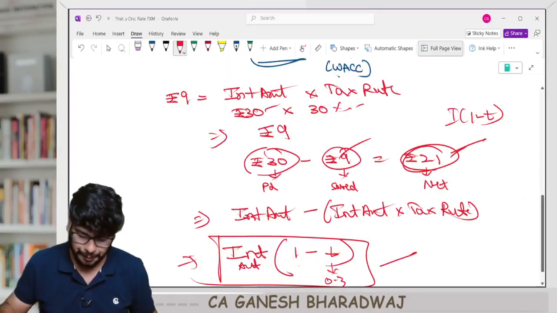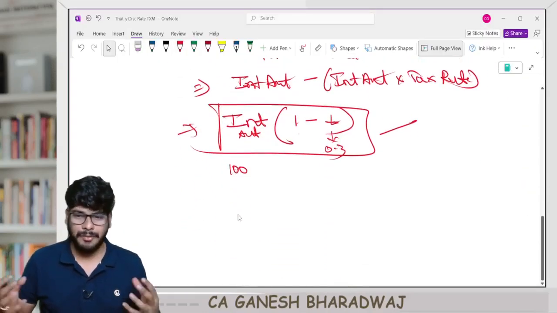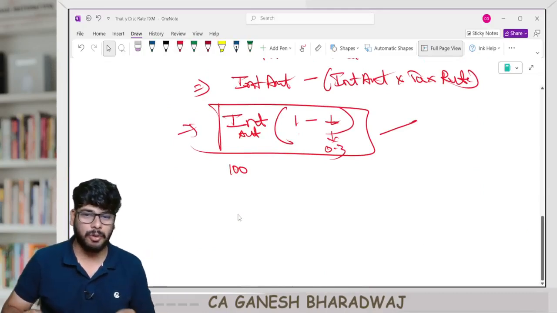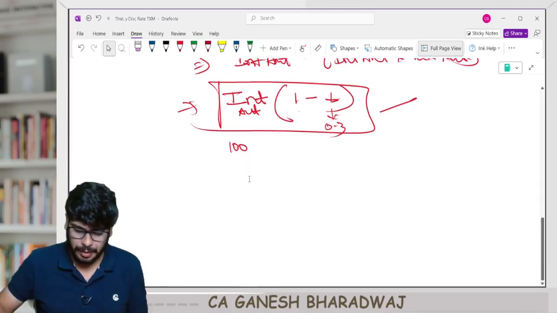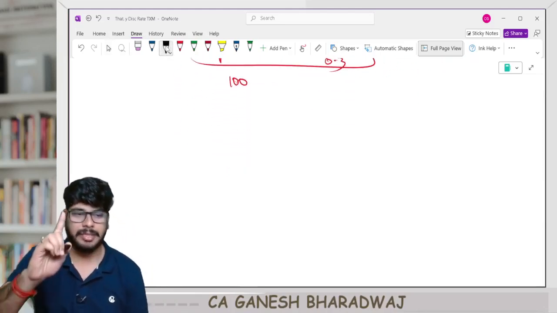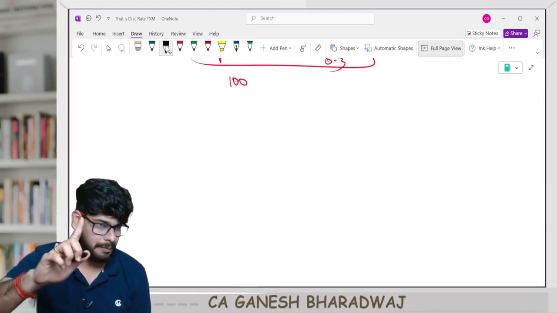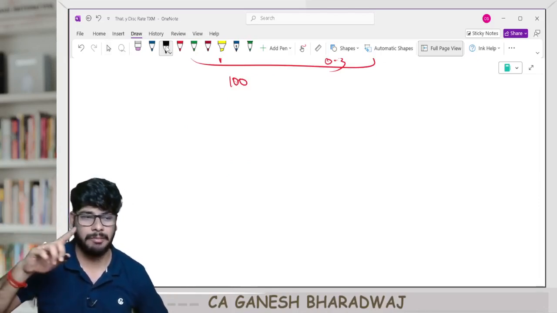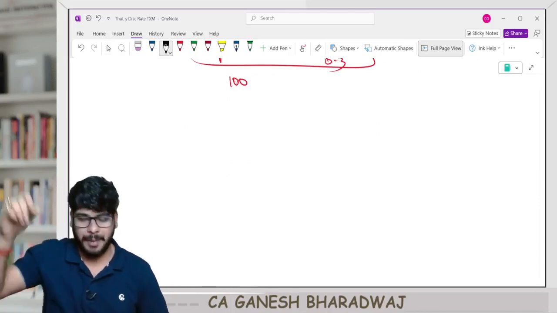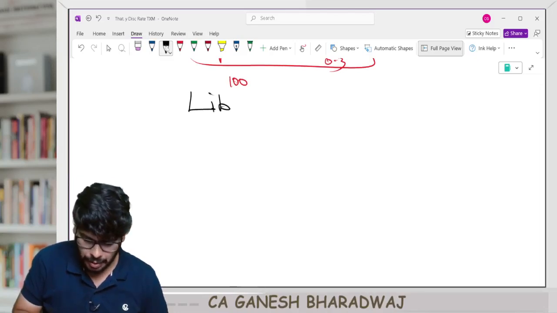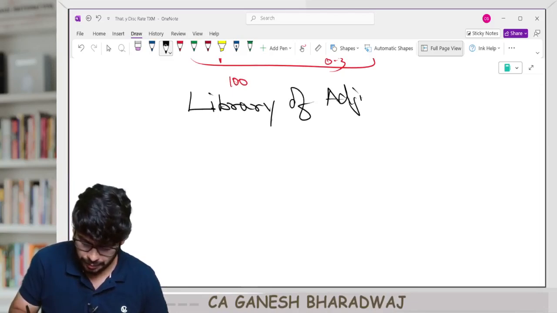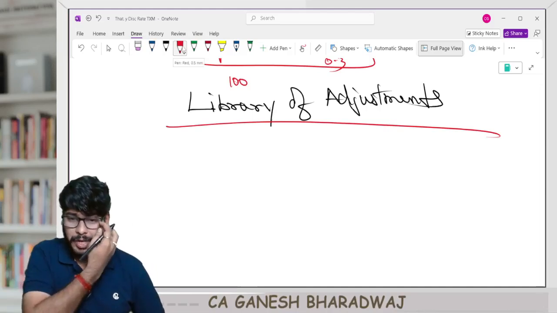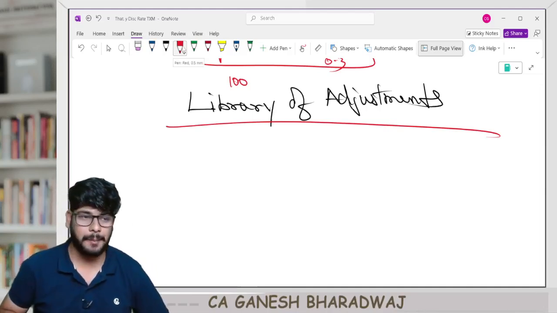Now, you have your notebook, right? Perfect. Now go to the last page of this notebook and give it a title. This is something that I only tell you one time, and after every sum, you need to do this. Give that page a title called Library of Adjustments. Guys, quick. Don't waste time. Do it quickly.